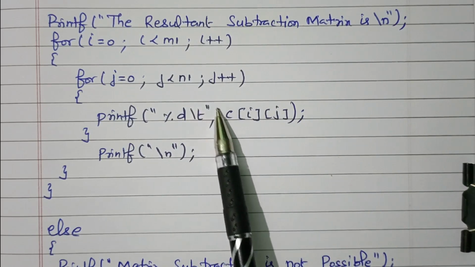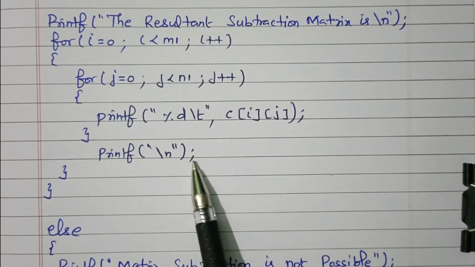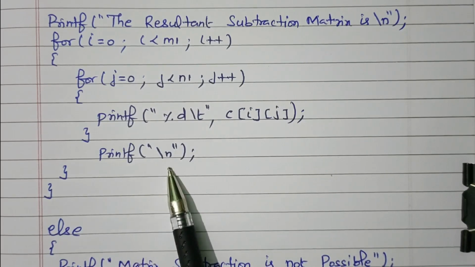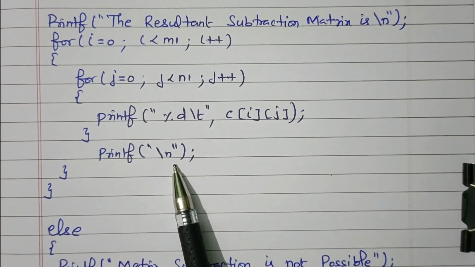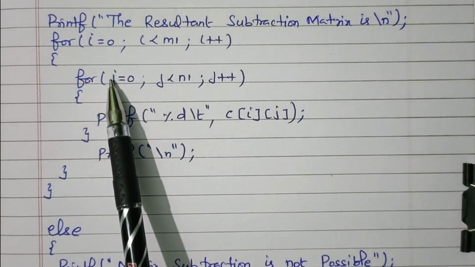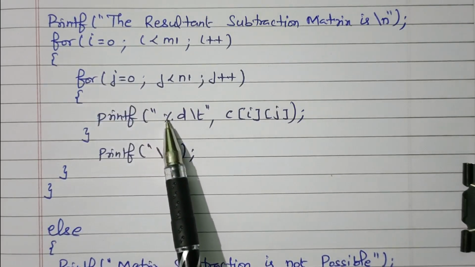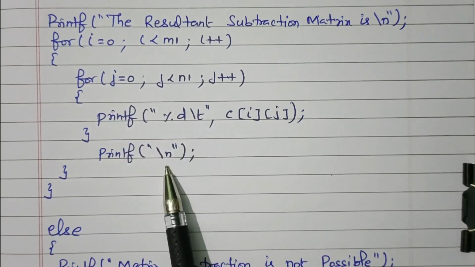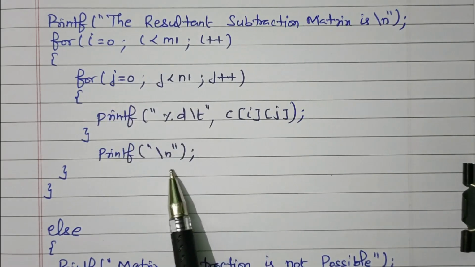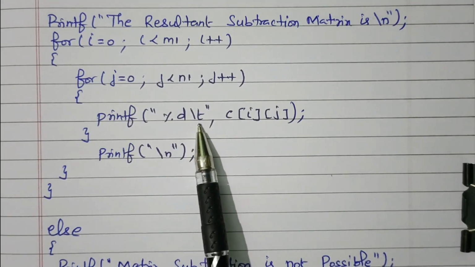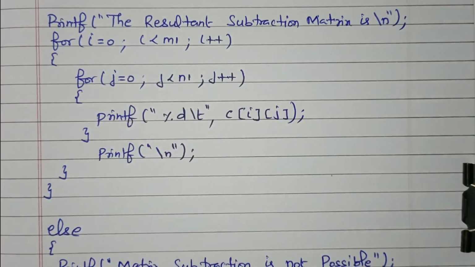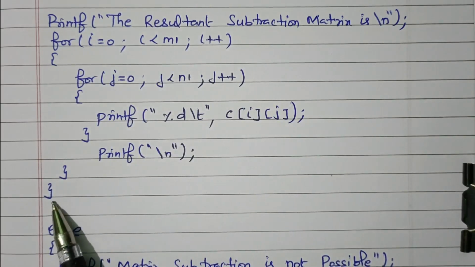So after completing one row, this loop is terminated. Here we have \n, so that it will go to the next line. The next row will be printed on the next line. Then it will be incremented. So the second row elements are printed with tabs. Again it goes to the new line. So all 9 elements are printed in a matrix format. Because of this \t tab and next line, it is printed in a matrix format. Then we can close the loop, right?